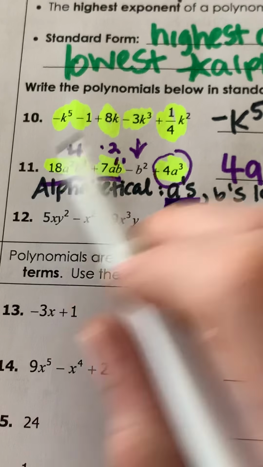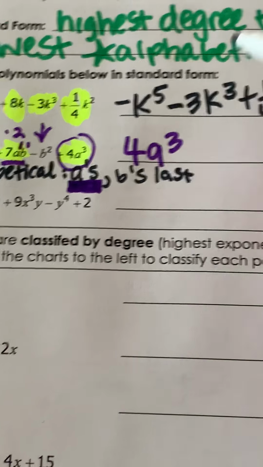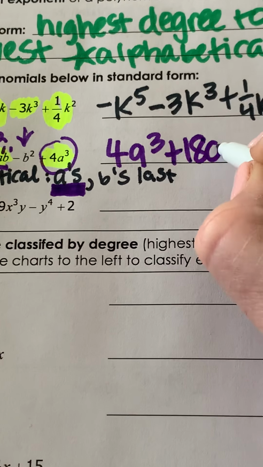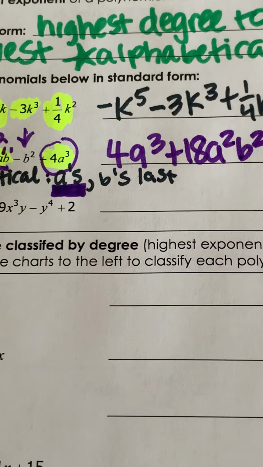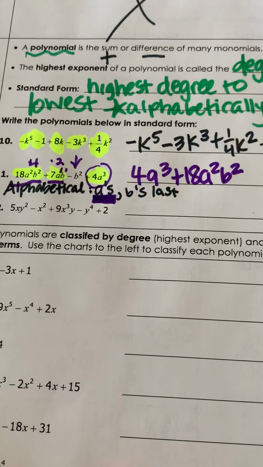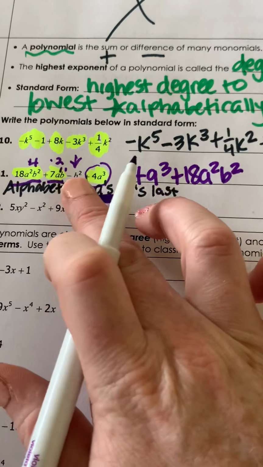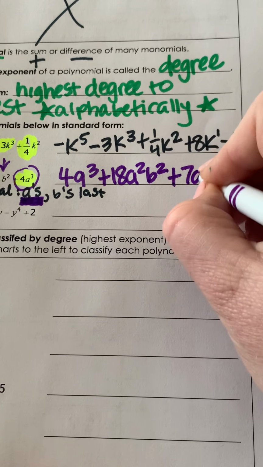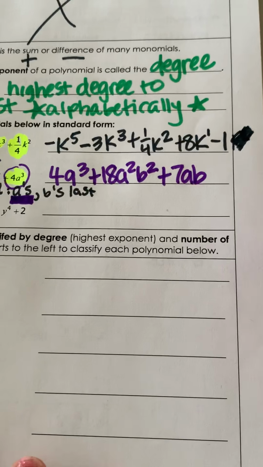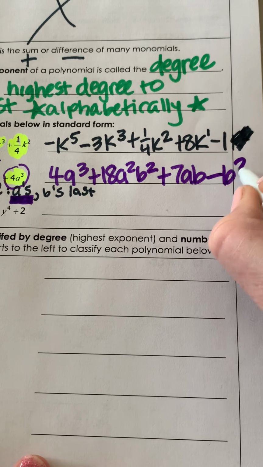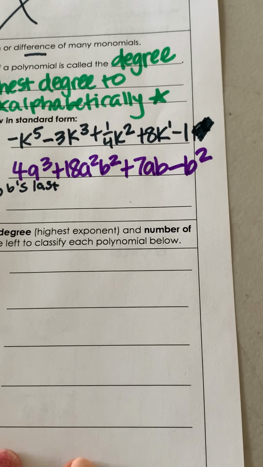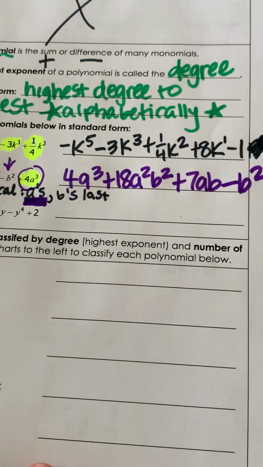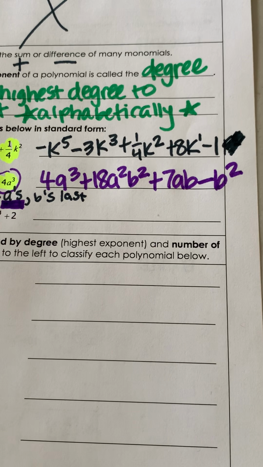So I'm going to list the 18a squared b squared next, because it has an A and a B, but it has the bigger degree. Then I'm gonna do plus 7ab. Okay, and finally, we can put B's at the end of the team. They're last, okay? So it's kind of confusing, but we've got to think of alphabetical along with degree.